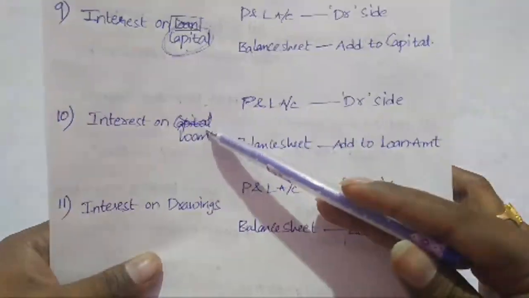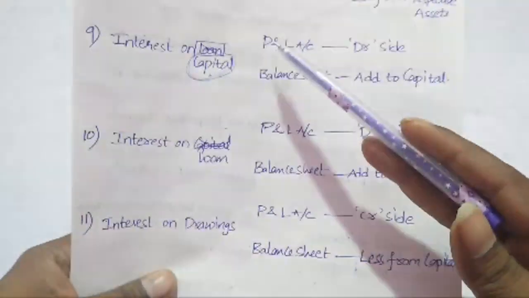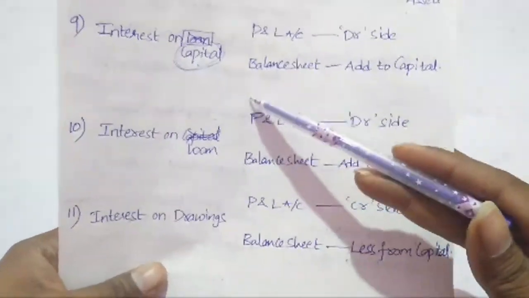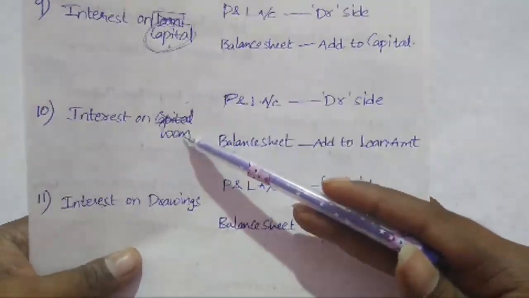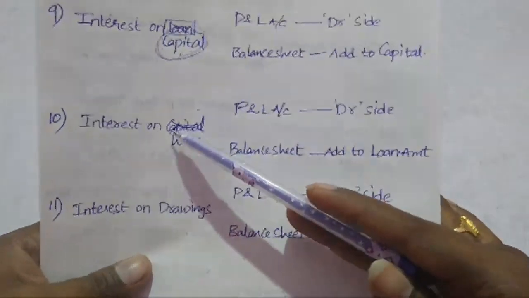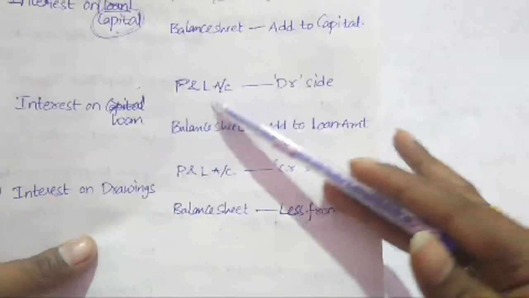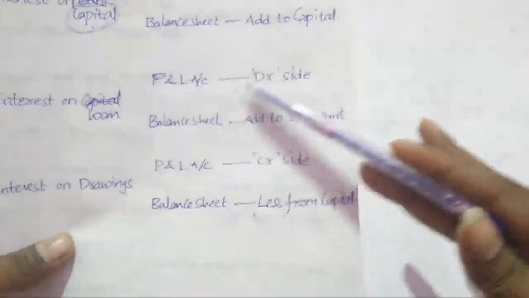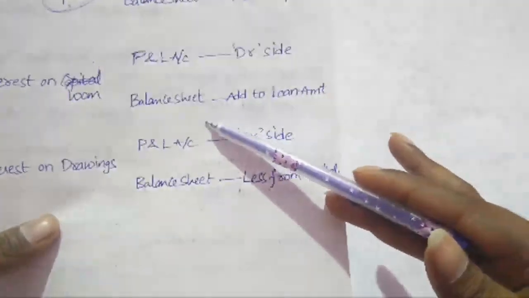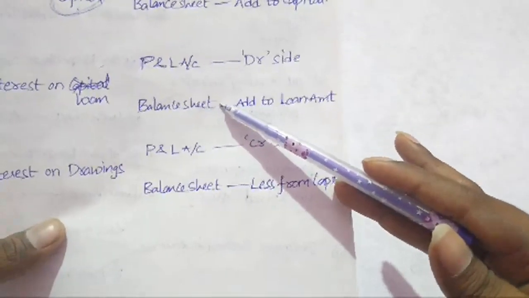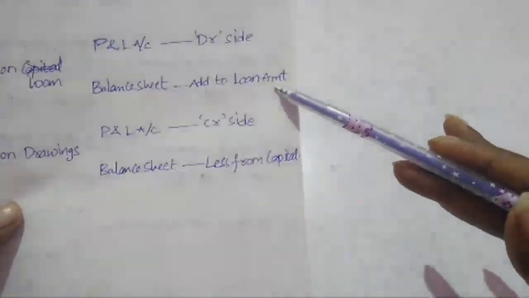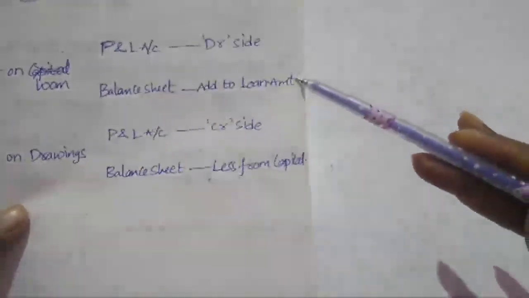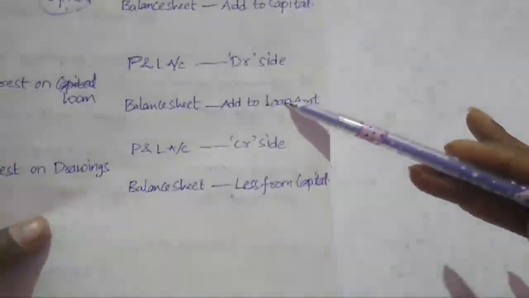Next, interest on loan. This is similar to the interest on capital adjustment. On the loan amount which we took, we need to pay some interest, so that interest becomes a loss for us. So profit and loss debit side, all losses will be debited in the profit and loss account. And at the same time, in the balance sheet, we need to add this interest on loan amount to the loan amount which we have taken.